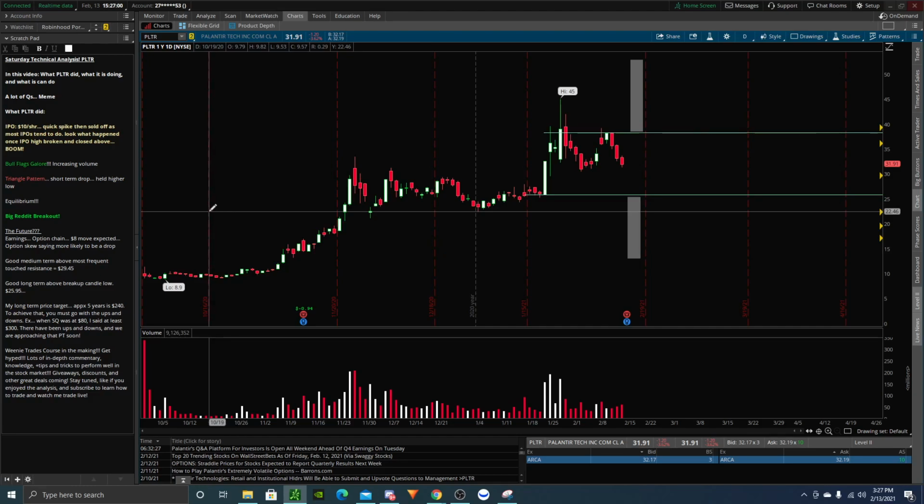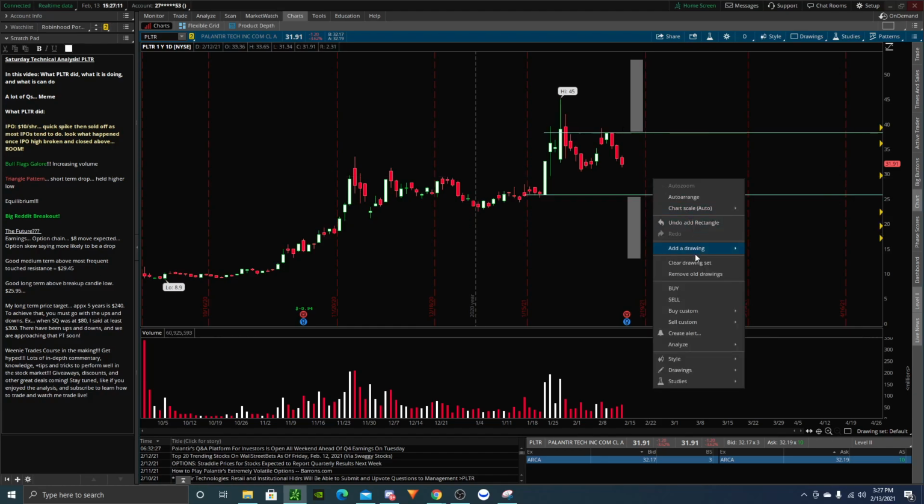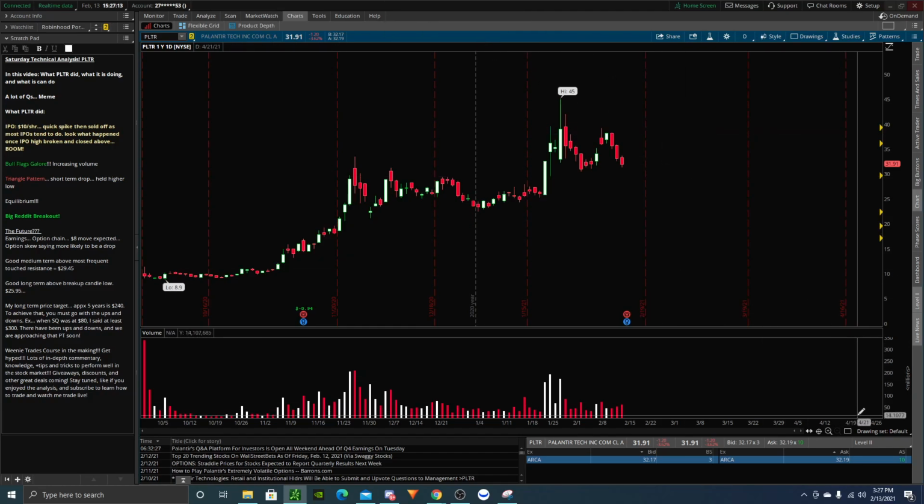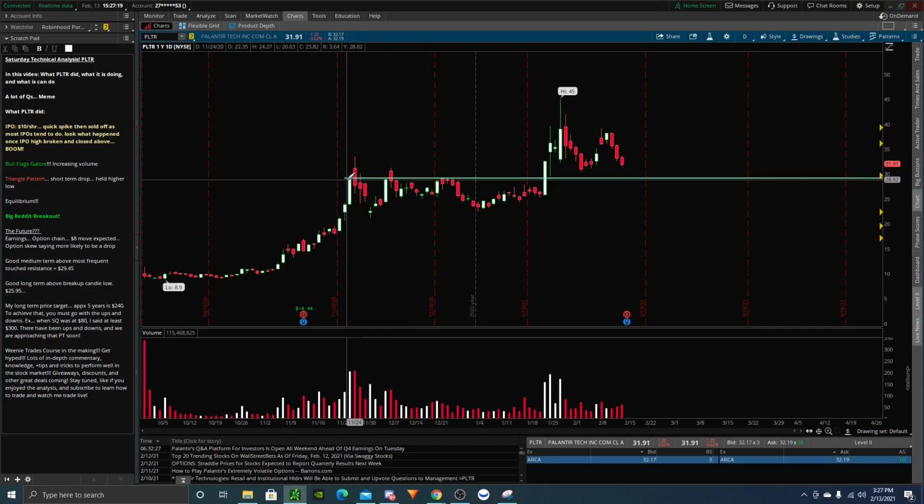So PLTR, let's talk about what's really good for the medium term. Medium term, I want it to be above the most recent touched resistance, about 29.45. So that's right at about here. See how we hit our head right here, sold off, hit our head, sold off, hit our head, sold off. Then we got above it. Look, it became support at that point in time, 29.50, and we rocket ride it up.